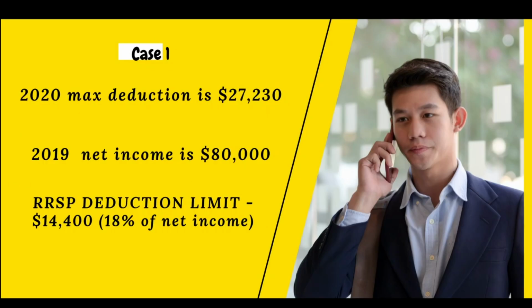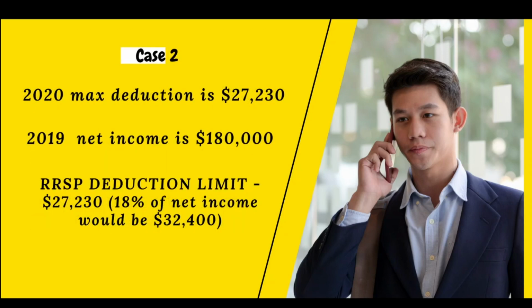For example, if John earned $80,000 in 2019, his RRSP deduction limit is 18% of that amount. This is less than the maximum deduction limit. But if he had earned $180,000, his deduction limit would have been capped at the maximum limit of $27,230, as this is less than 18% of his income.